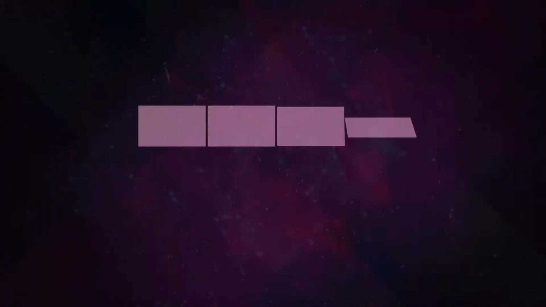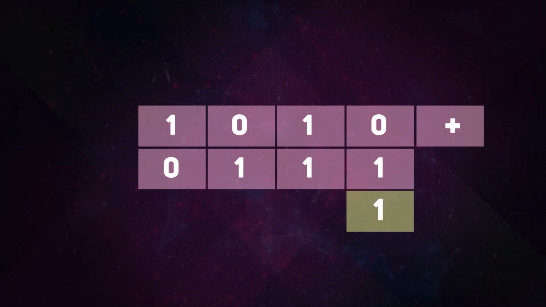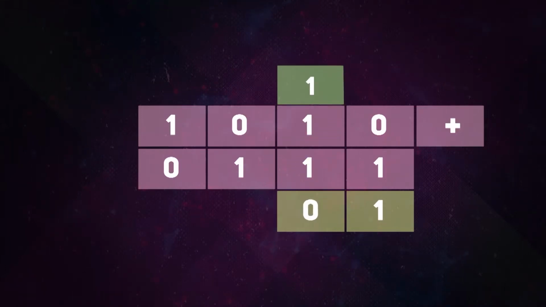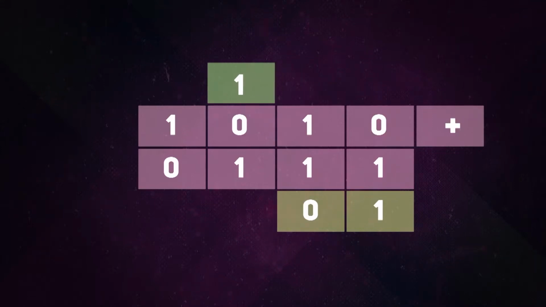For example, add two numbers 1 0 1 0 and 0 1 1 1. The bits of unit place are added. 0 plus 1 is equal to 1. Then the bits of place value 2 are added. 1 plus 1, which is equal to 1 0. That is, 0 is the sum and we get a carry 1. The carry is forwarded to the next left column.